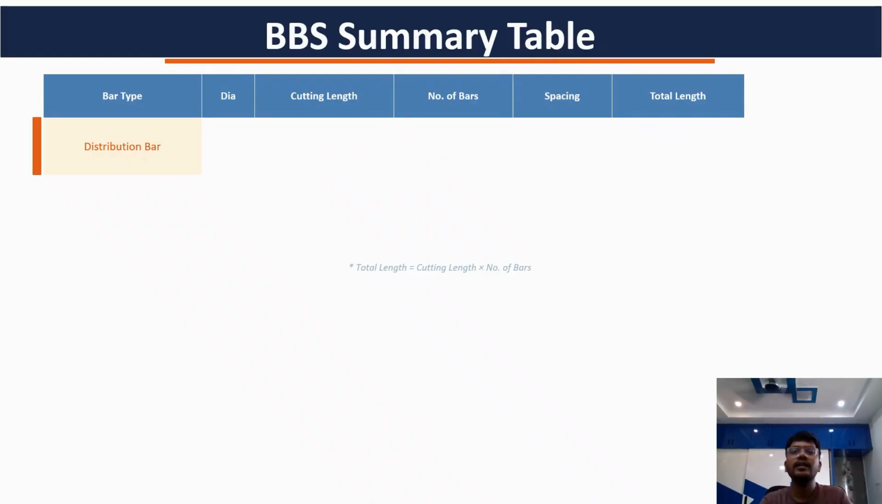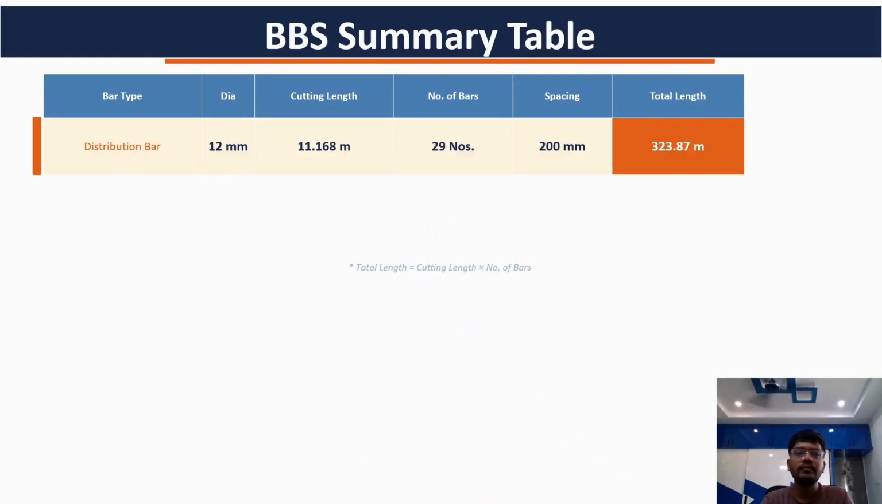Let us prepare the final BBS summary table. The bar type is distribution bar, the diameter of the distribution bar is 12 mm, the cutting length which we have derived from the formula is 11.168 meters, and the total number of bars is 29 numbers. If you multiply these two values, you will get the total cutting length for the slab. So for the slab, you will need 323.87 meters of distribution bar.